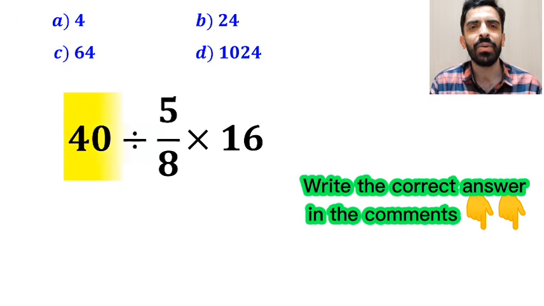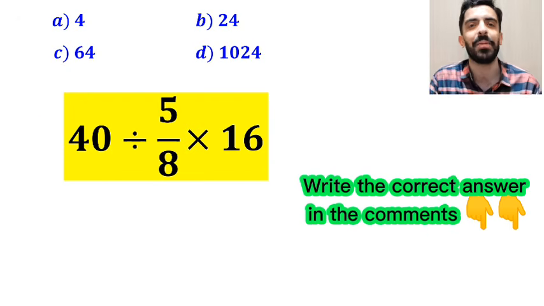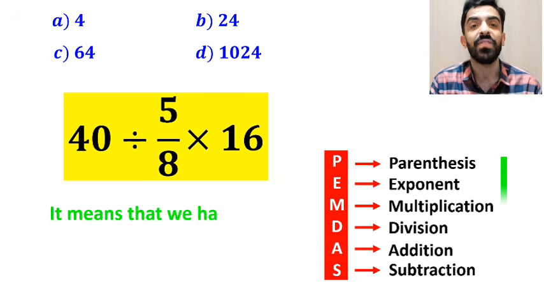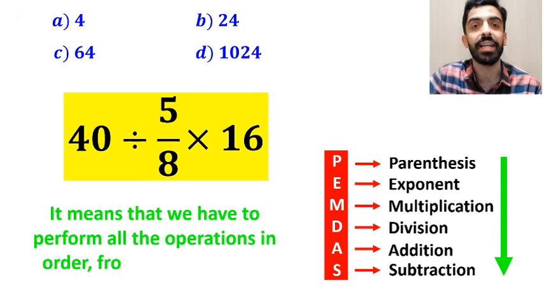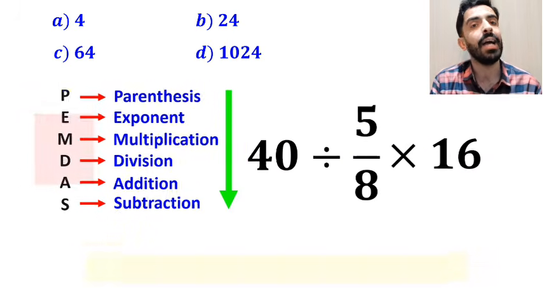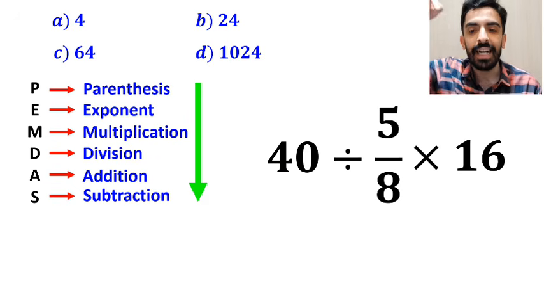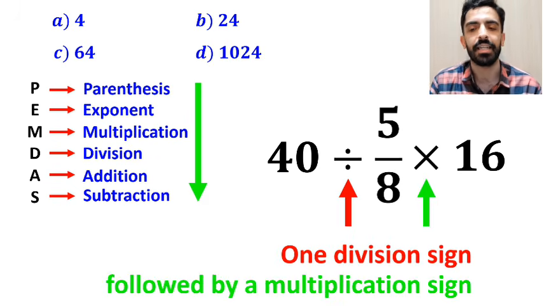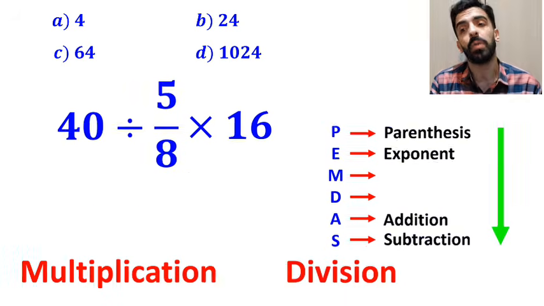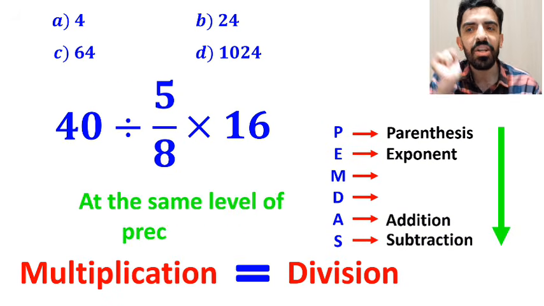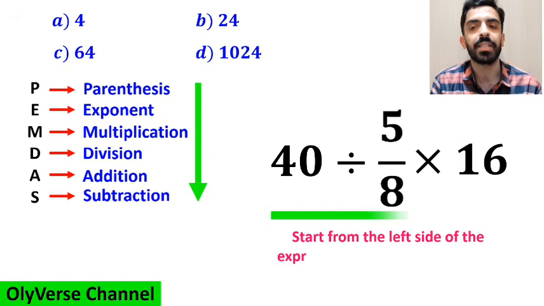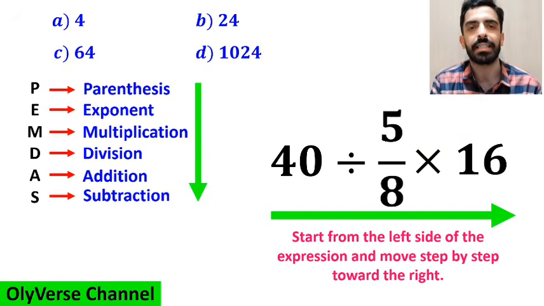Alright, now let me walk you through step by step how to solve this expression properly. To solve this question, we need to follow the PEMDAS rule exactly as I've shown on the screen. It means that we have to perform all the operations in order from top to bottom. As you can see on the screen, in this expression, we have one division sign followed by a multiplication sign. It's very important to note that multiplication and division are at the same level of precedence. In this case, the best thing to do is to start from the left side of the expression and move step by step toward the right.